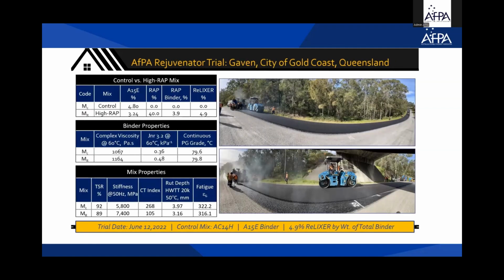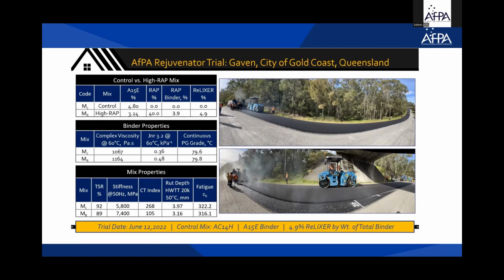And with that, let's come to the trial at hand, the City of Gold Coast. Two mixes were made here: the control mix made with no RAP, and the high RAP mix made with 40% RAP and 4.9% by total liquids weight of Relixer. So that's the setting. These are the binder level properties.